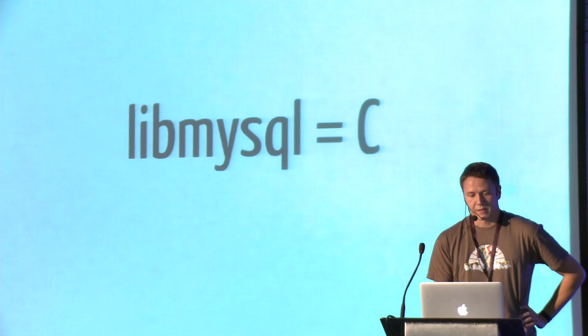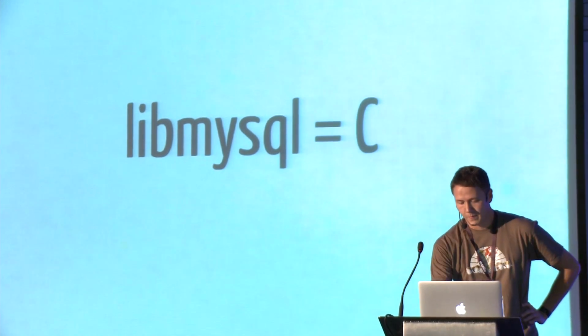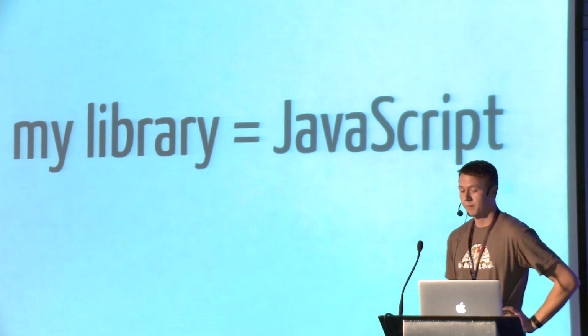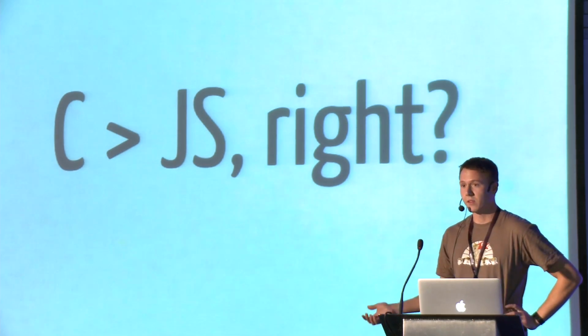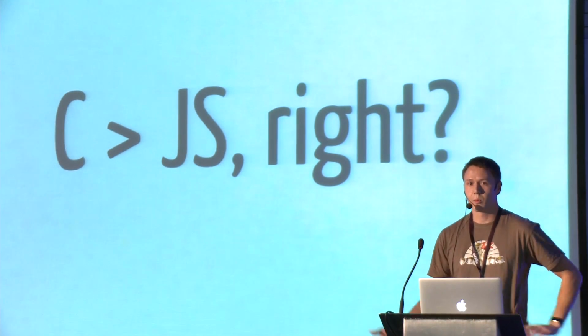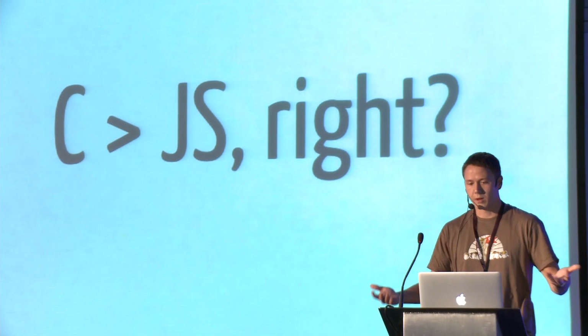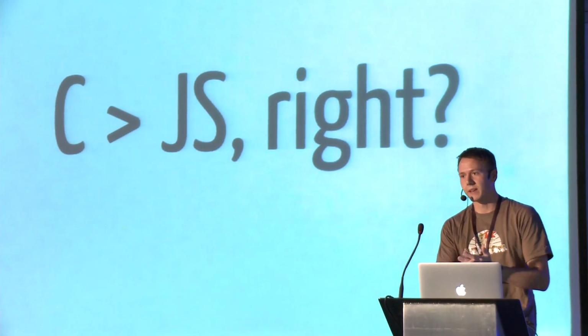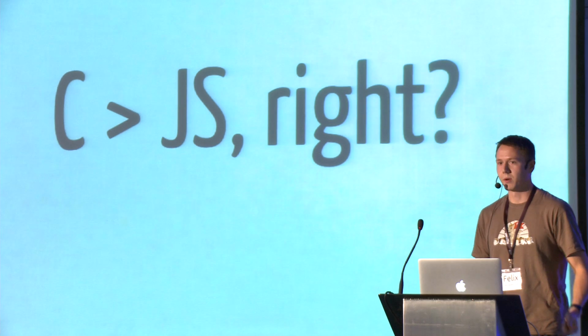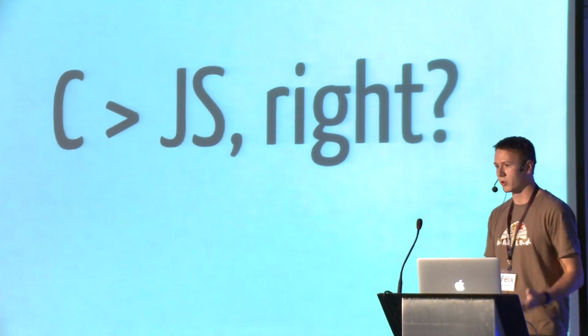So my initial reaction was, of course, libmysql is written in C. My library is written in JavaScript, and C is faster than JavaScript, right? I thought that was the end of the story. I thought I would stop here, and there's not much more to do. Maybe I can get 10%, maybe 20%. But I was pretty certain I couldn't get a 2x improvement.